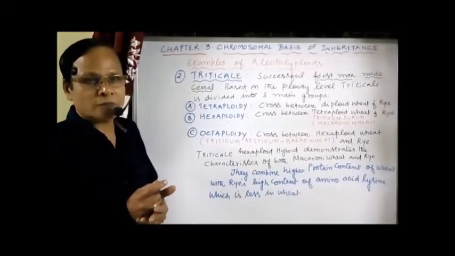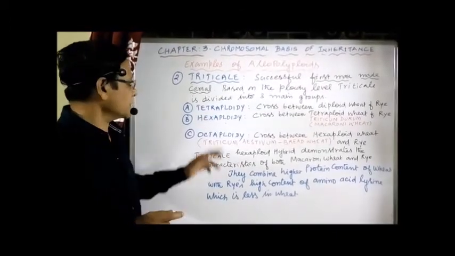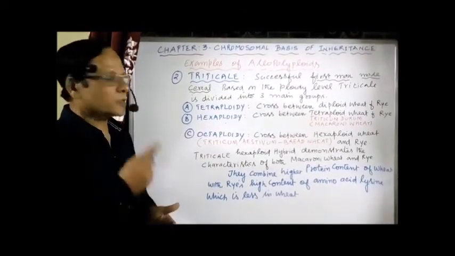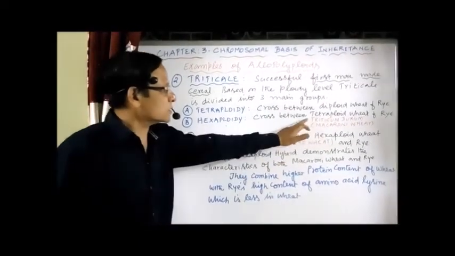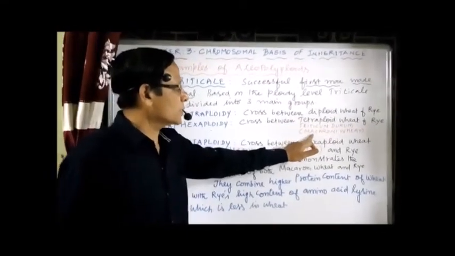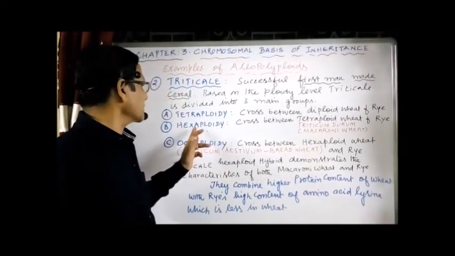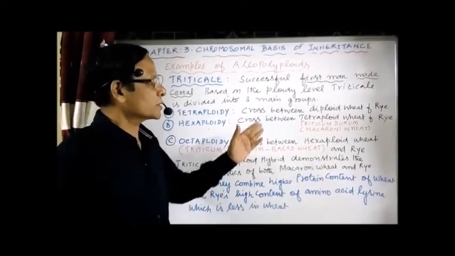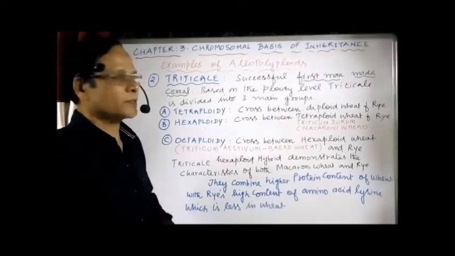When we are crossing a diploid wheat and rye, we are getting what is called tetraploid. The second one, hexaploid, is when you are crossing a tetraploid wheat, Triticum durum, common name macaroni wheat, with rye. That results in hexaploid.